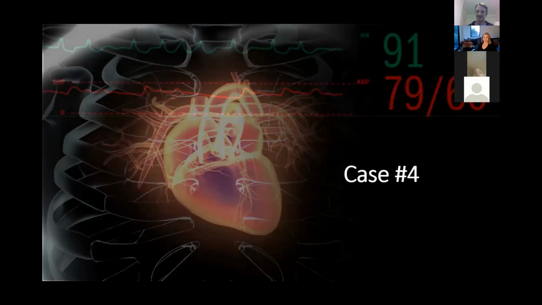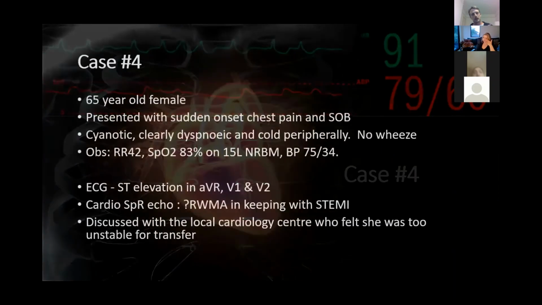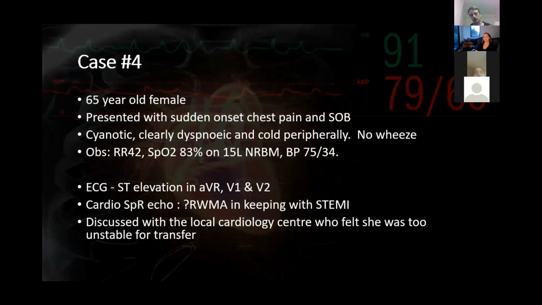Well, all right, everyone breathe a sigh of relief, and this is the last one. So case number 4. A 65-year-old female with sudden onset chest pain and shortness of breath. And she comes in, she's cyanotic, she looks like death. She's hypoxic, even on 15 litres. She's got a low blood pressure. She's shocked. She's blue. She's cold. She's got ST elevation in aVR, V1 and V2.